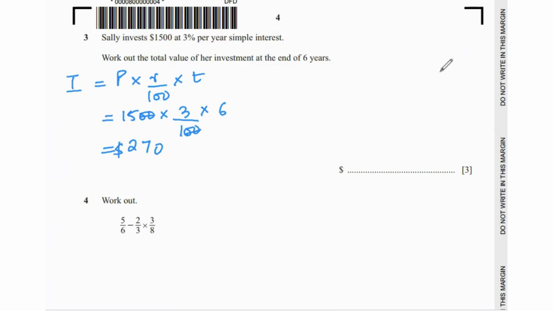Now, $270 is just simple interest. So total value is going to be interest plus the initial amount. So 1,500 plus 270, and that is $1,770. That is the total value of your investment at the end of 6 years.